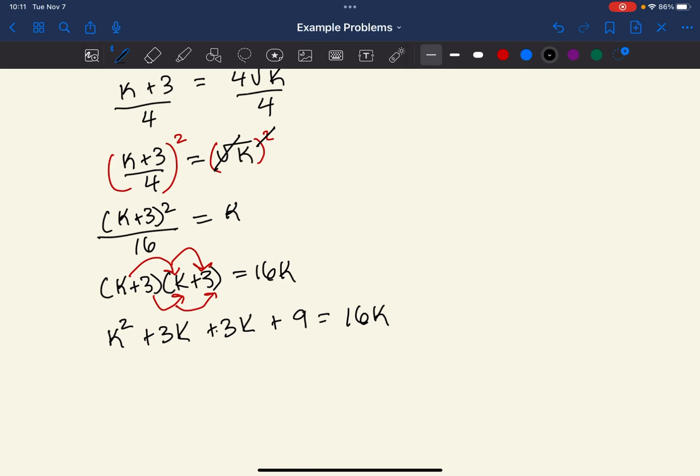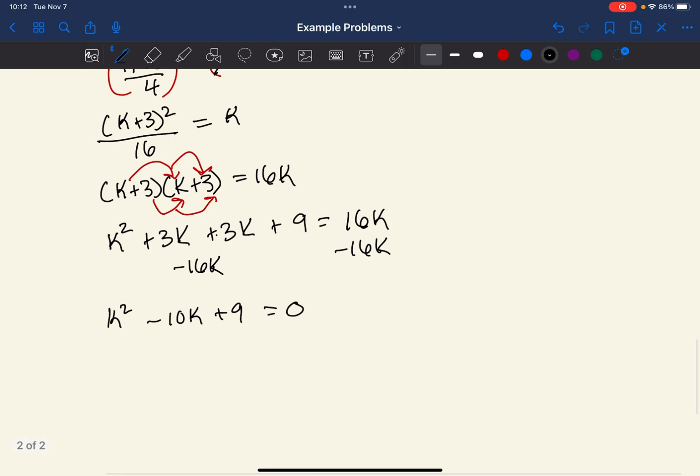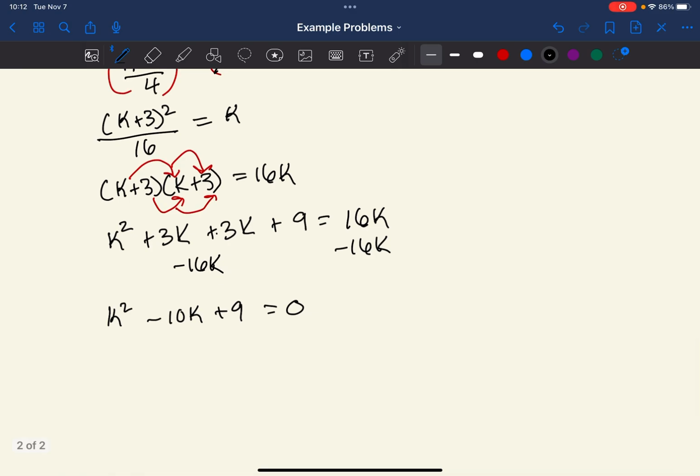Okay, so I'm going to subtract that 16k over, and I'm combining all my like terms. So I have k squared, 3k plus 3k is 6k, 6k minus 16k is negative 10k, plus 9 is equal to 0. This now looks like a quadratic equation.